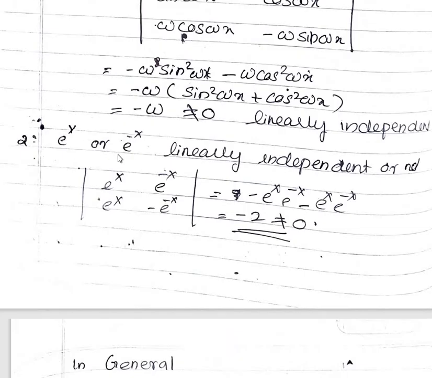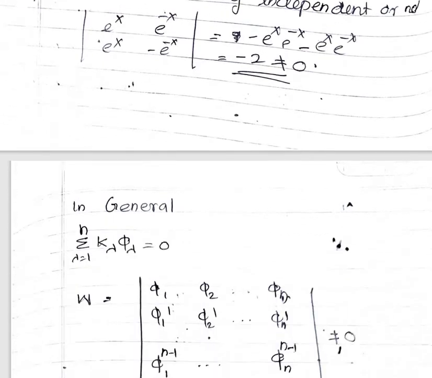Another example, e raised to x and e raised to minus x. We write e raised to x, e raised to minus x, two functions, so we differentiate once. e raised to x differentiates to e raised to x, and e raised to minus x differentiates to minus e raised to minus x. So the determinant is minus e raised to x e raised to minus x minus e raised to x e raised to minus x. So it is minus 1 minus 1, which is minus 2, not equal to 0. That means it is linearly independent.